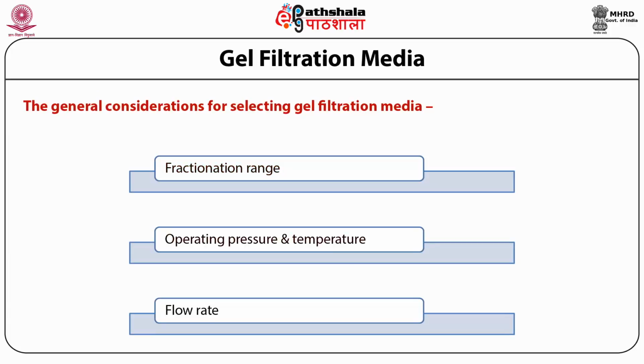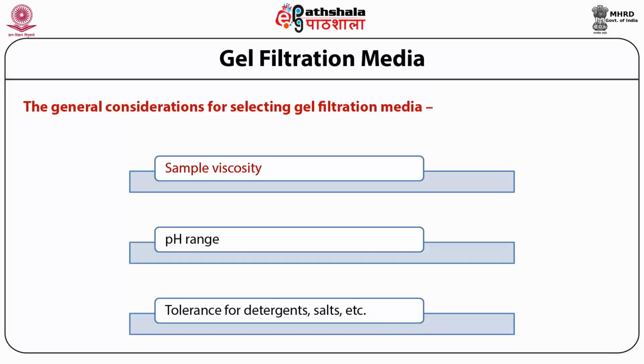Fractionation range, operating pressure and temperature, flow rate, sample viscosity, pH range, and tolerance for detergent and salt, etc., are important for selecting gel filtration media. The column or media should be able to withstand the pressure and temperature at which we want to separate a molecule. It should also be able to withstand the flow rate. Suppose one has taken a high flow rate, it should not be that the column breaks because of the high flow rate.